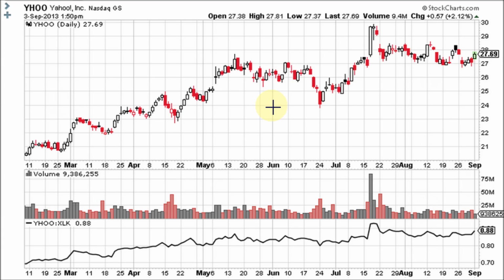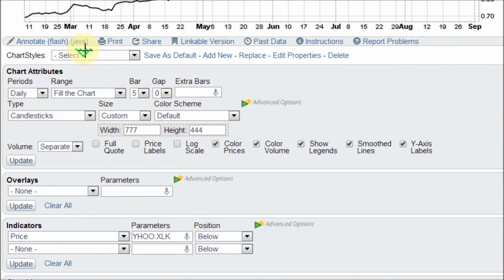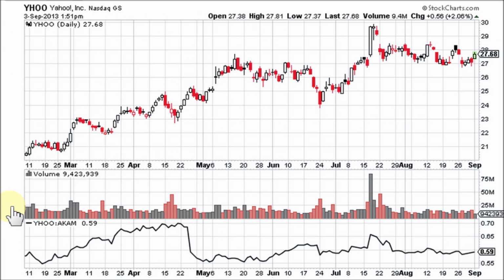So let's compare two of my favorite stocks in the technology sector, Yahoo and Akamai. So scroll down into the chart attributes area and load up price. You will type in Yahoo AKAM for Akamai and click update. And here you can see through this entire period that Yahoo was outperforming Akamai.